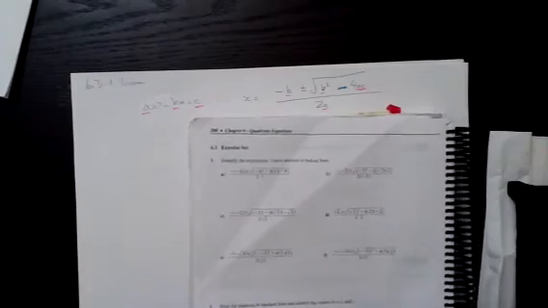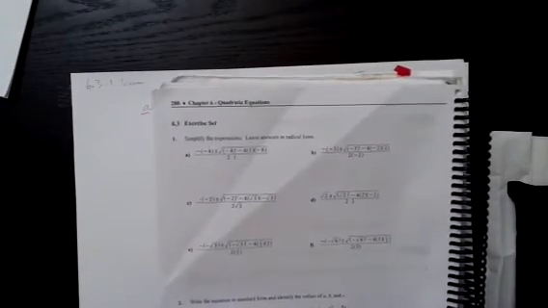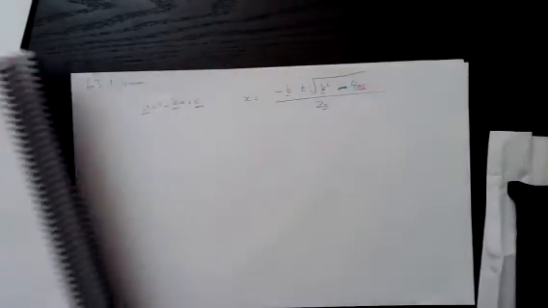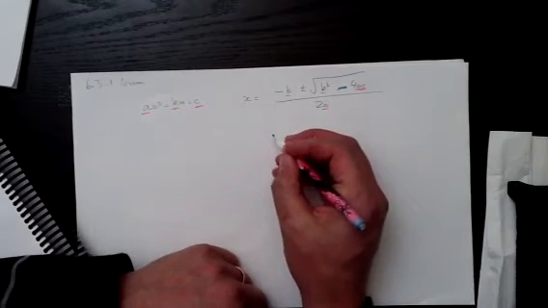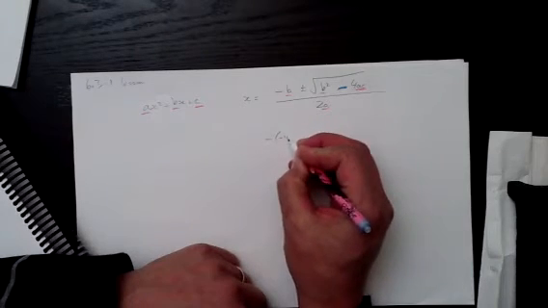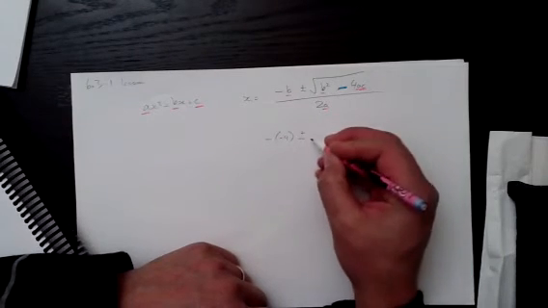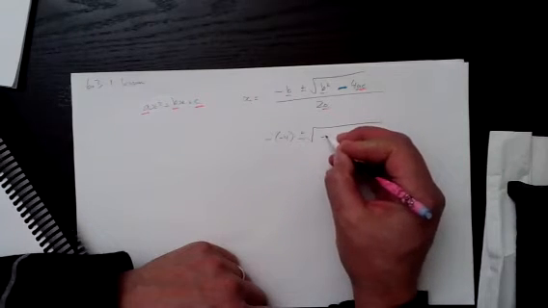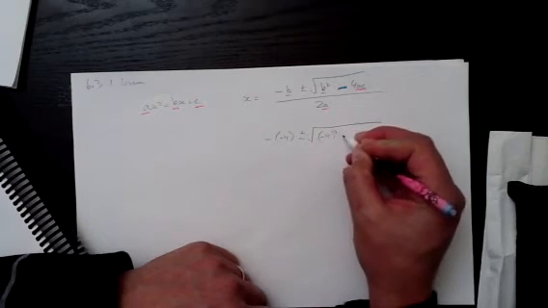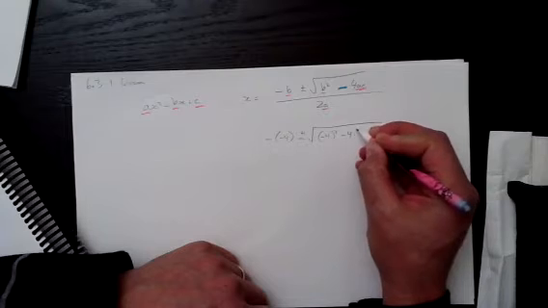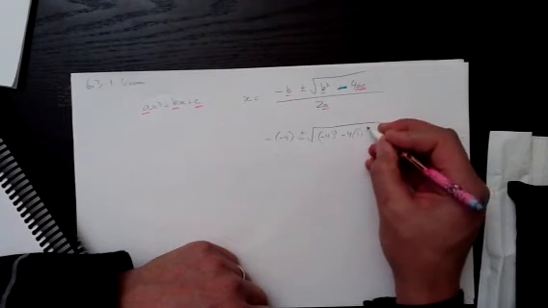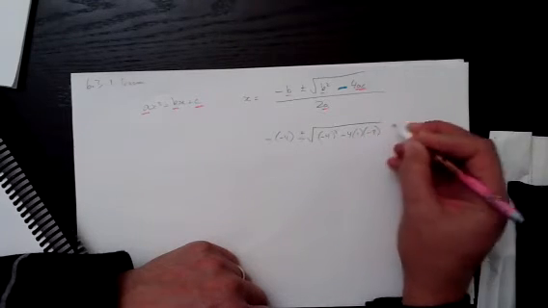Let's look here. This is exercise set 6.3, and let's look at the very first one. It says that you have to simplify the expression and leave in radical form. Well, this is what it looks like. It's minus negative 4 plus or minus the root of negative 4 squared minus 4 times 1 times negative 8.